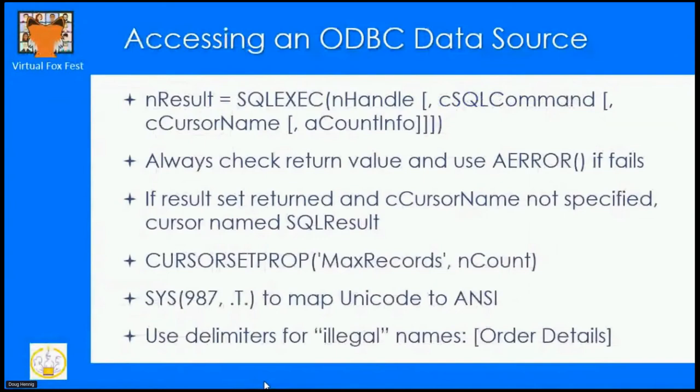Remember to use delimiters for illegal names. So names that have spaces in them, or perhaps start with numbers or have punctuation marks, or are reserved words. For example, a very common column name is DESC as an abbreviation for description. But DESC is also a reserved word, for descending in an ORDER BY clause. So remember to put delimiters around them.